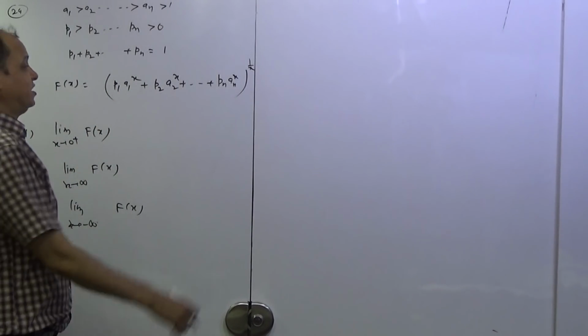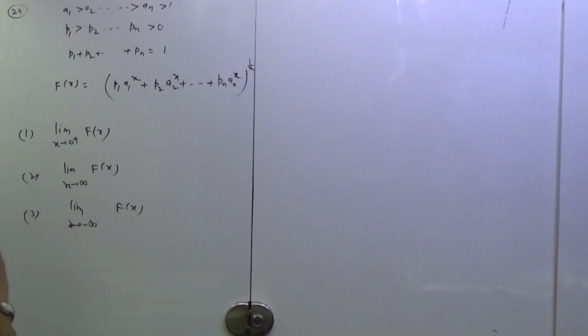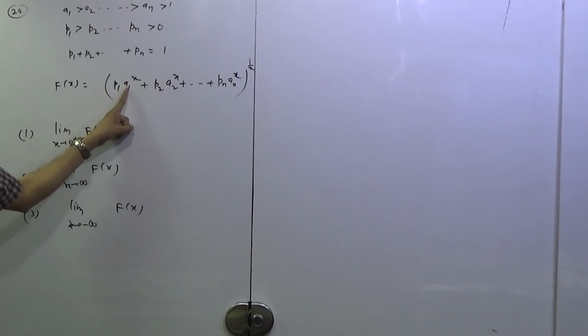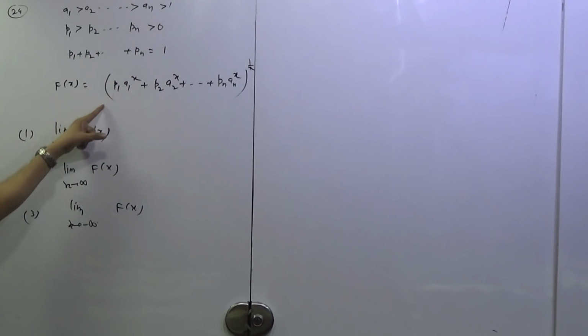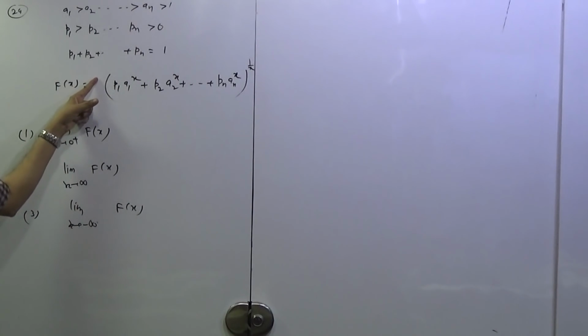But what is the largest infinity here? Can you tell me? What is the greatest term? A1. Out of all, A1 is the largest, raised to power infinity. So the largest infinity, if I take common, means A1 raised to power x common, then what is left inside? A1 is out, only A1 is out.